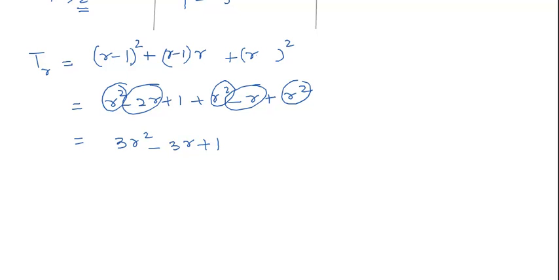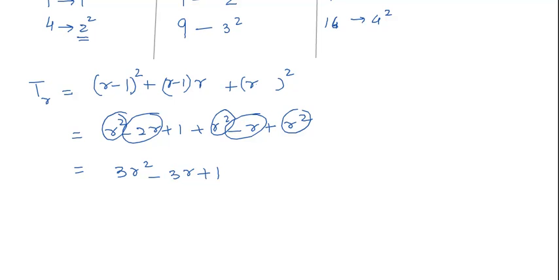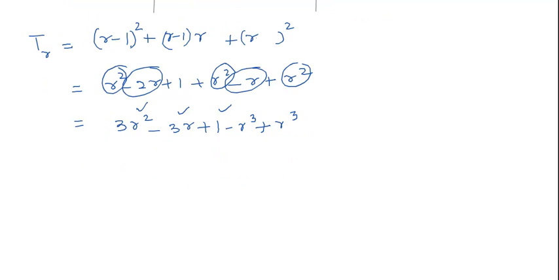Now if we observe here that we are getting 1 is there, 3r is there, 3r square is there. If we subtract and add r cube, that is minus r cube and plus r cube, what will happen? This complete term is nothing but 1 minus r whole cube, and that is r cube.